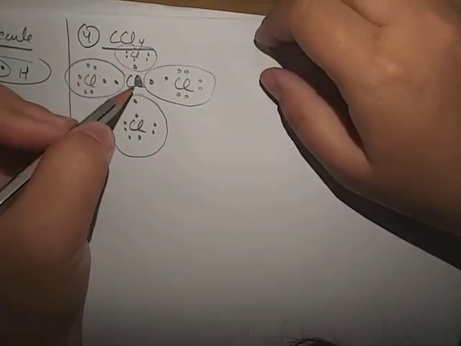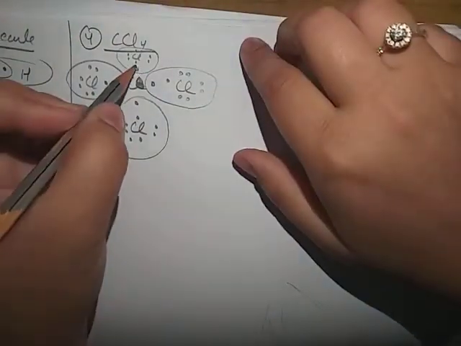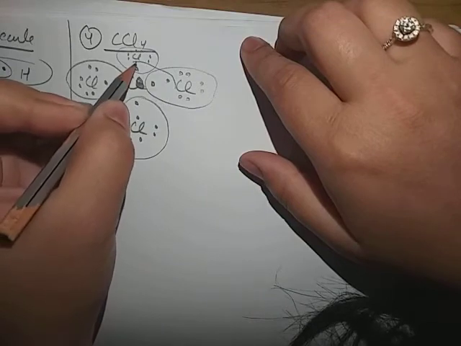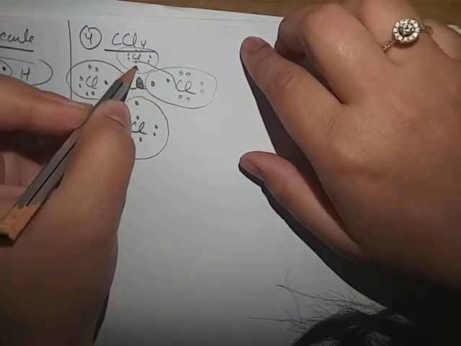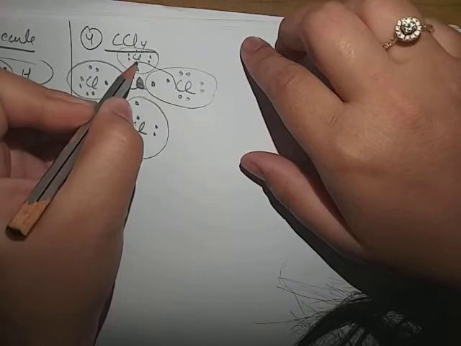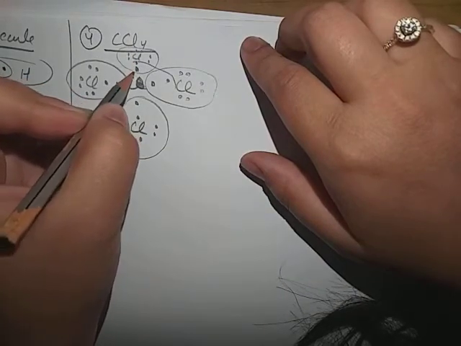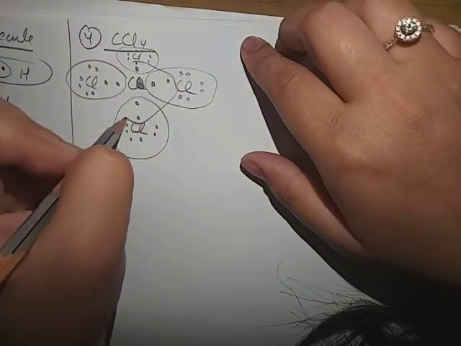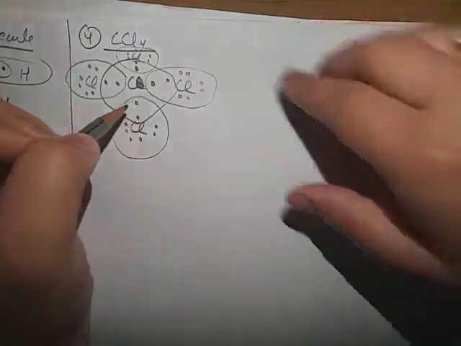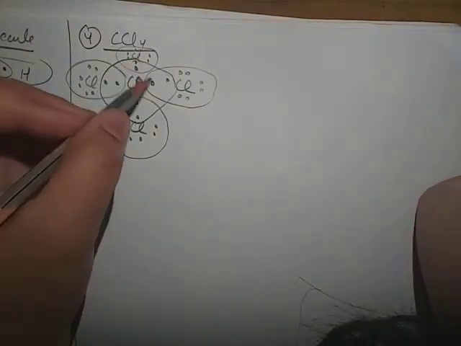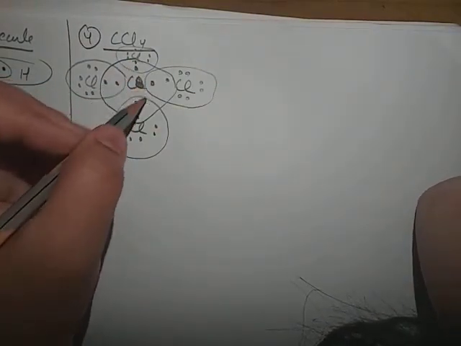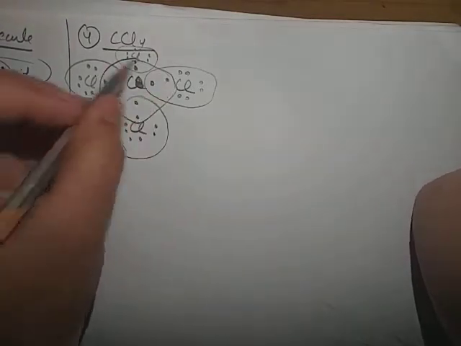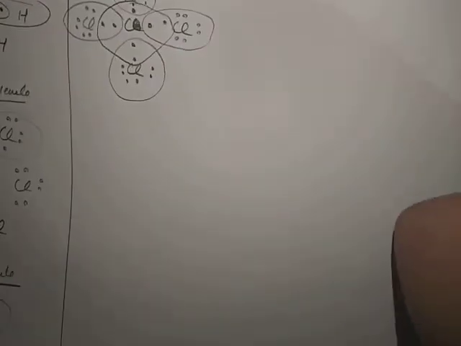Now carbon has to fulfill its 8. How will it fulfill its 8? 2 from here, 2 from here. Both the electrons in a bond are not of chlorine. 1 electron is of chlorine, 1 is of this carbon. So 2 electrons here make 4, 2 more 6, and 2 more 8. Understood? 4 electrons are of its own, and 4 electrons are of chlorine, from different chlorines. So this is how CCl4 is formed.